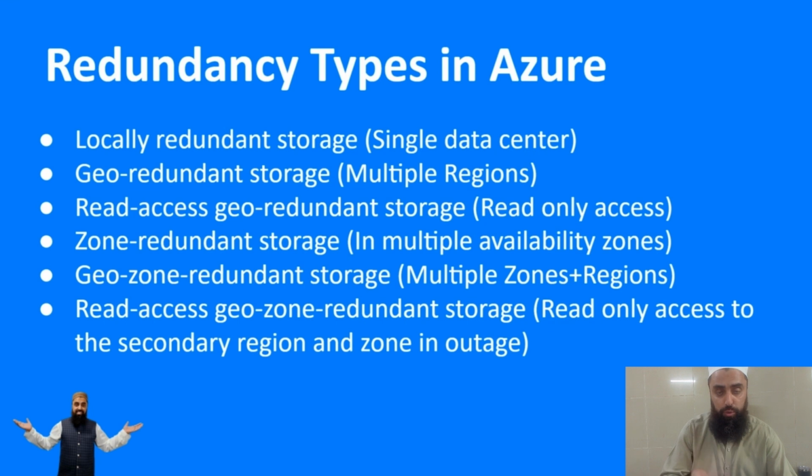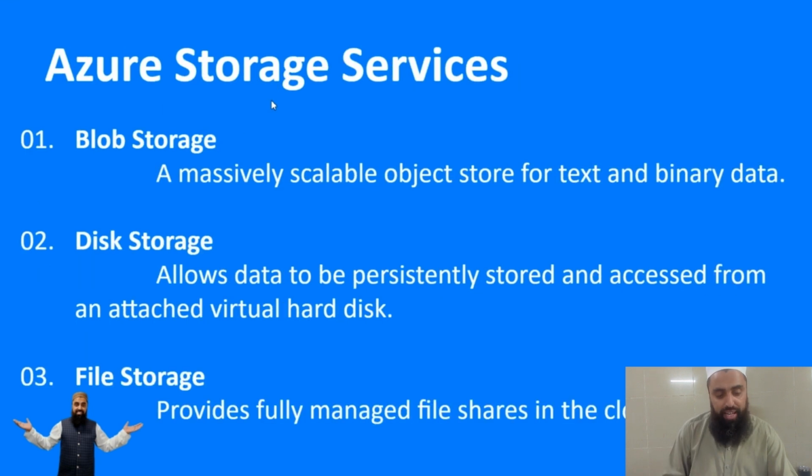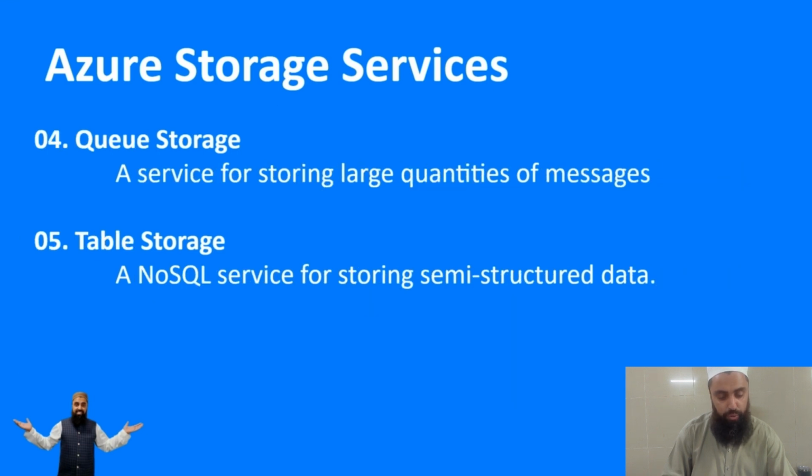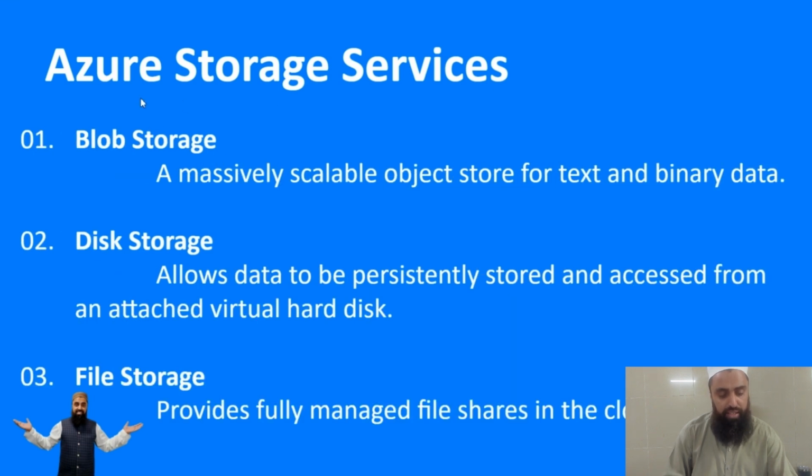best storage solution possible. All right, guys, now we actually have 5 types of Azure storage services. 3 are here and 2 are here. The first type is Blob storage. This is the most common type of Azure storage service, and it is a massively scalable object store for text and binary data. For instance, if I have any text or binary data, I can use Blob storage.